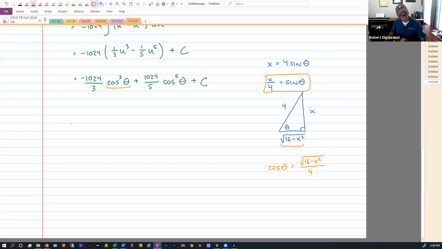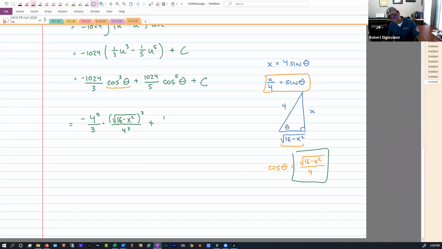So now we're ready. Negative 1024. You know what? I'm going to force that thing back. Do you remember that 1024 was really 4 to the 5th power? I'm going to push it back to 4 to the 5th, and we'll see why in a second. Over 3 times now cosine theta, so it's this thing right here, cubed. So I'm going to have the square root of 16 minus x squared, that thing cubed, and then I cubed the bottom also, 4 cubed. Do you see why I did that? Because I'm going to get these 4s to cancel out and become nicer.